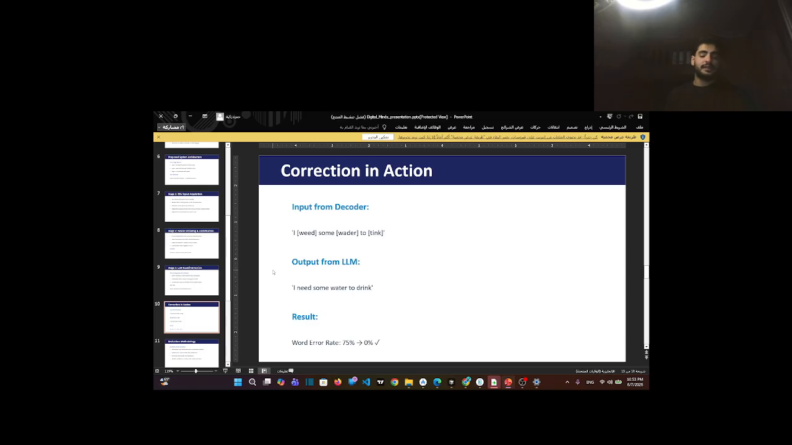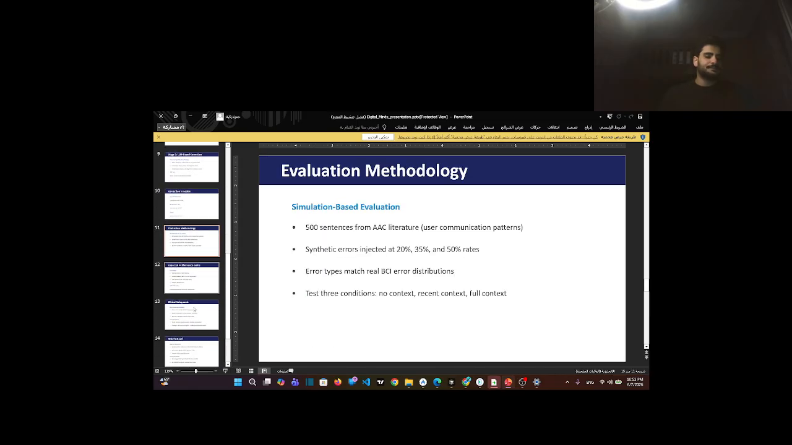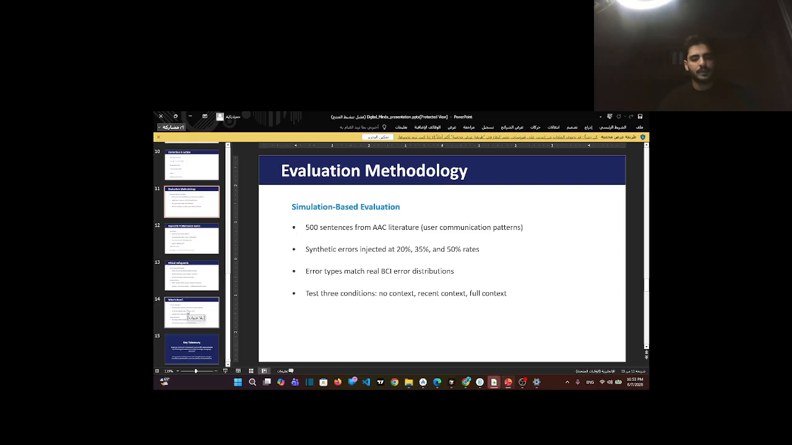This can make communication much more practical for users. Let's go to slide 11. Evaluation methodology. For evaluation, our approach uses a simulation-based method.